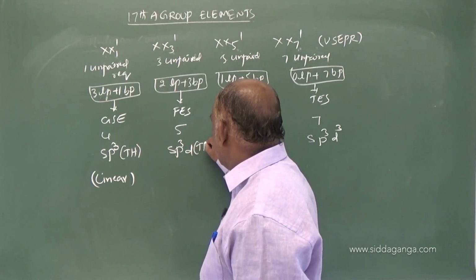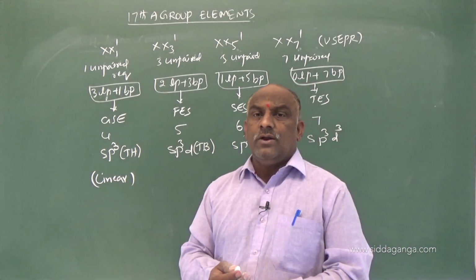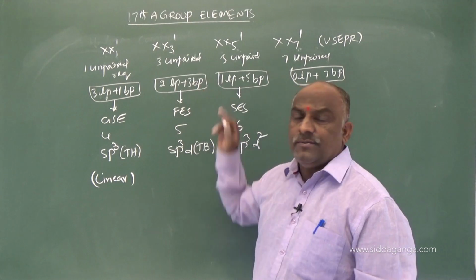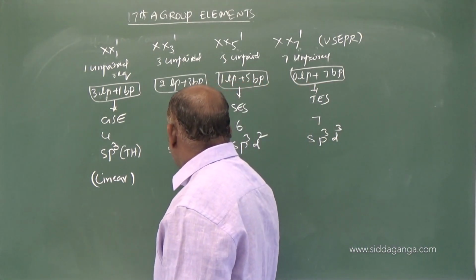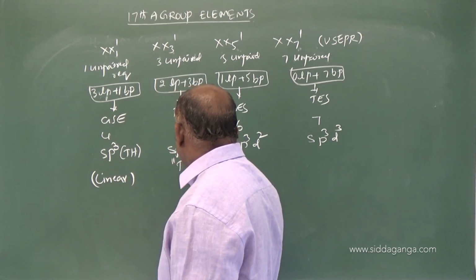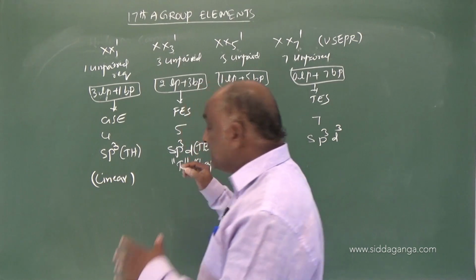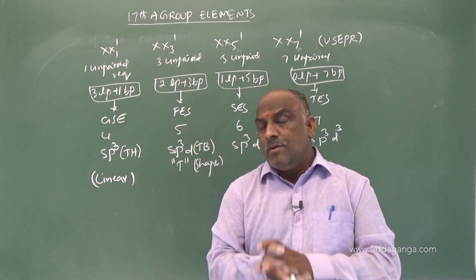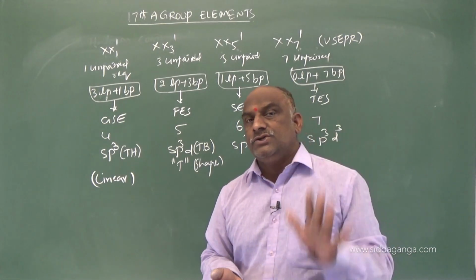While coming to sp3d, what is the geometry? It is trigonal bipyramidal geometry. But in this example 2 lone pairs and 3 bond pairs take place. Then what will be the geometry? It is a T shape. Very important, my dear students: a bent T shape. Remember this very important point: lone pairs occupy equatorial positions only.